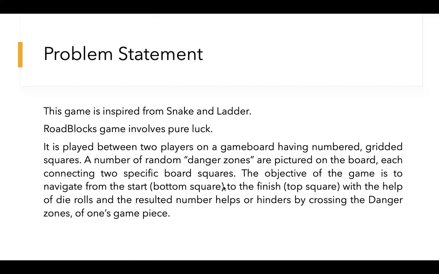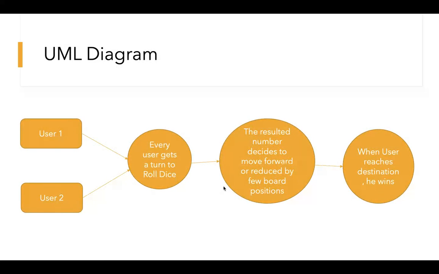It is played on a numbered board, which ranges from 1 to 100, and in that board we have created random danger zones. The main objective of this game is to skip through those danger zones and reach the destination, and the first player who reaches the destination wins. This is a simple UML diagram of what our game does. It is played between two players, and each player gets a turn to roll a dice, and based on the dice's outcome, it is decided whether the person has stepped onto the danger zone or whether he has escaped it. The first person who reaches the destination wins.